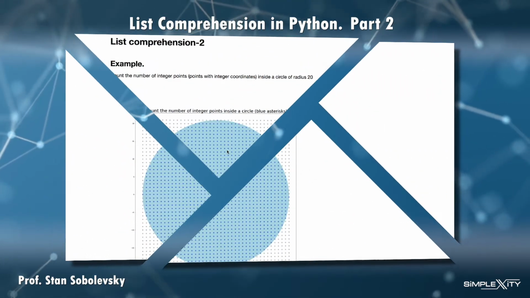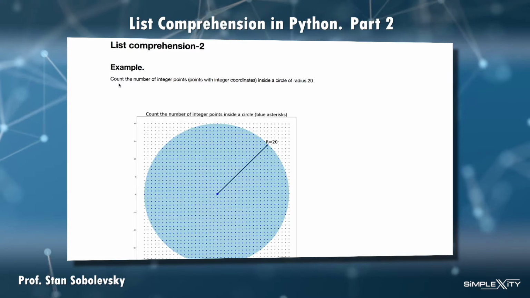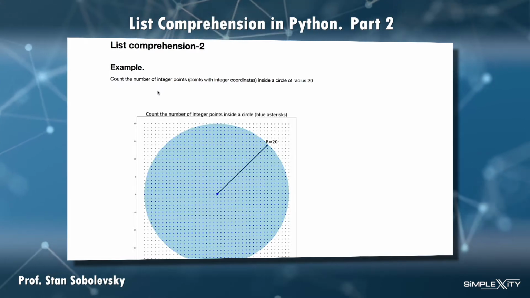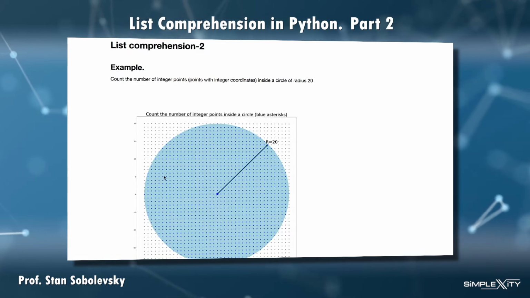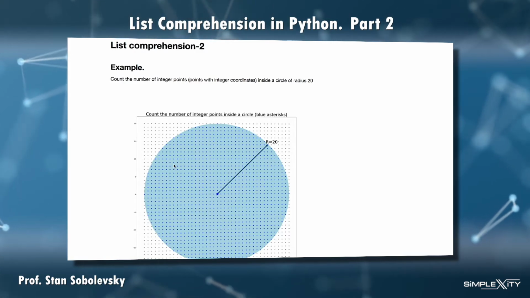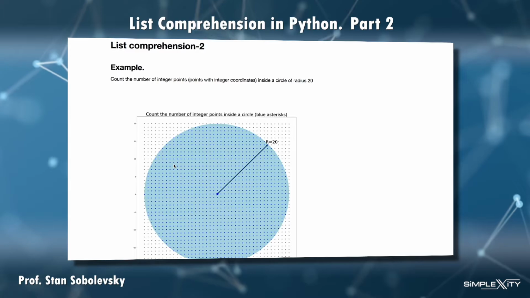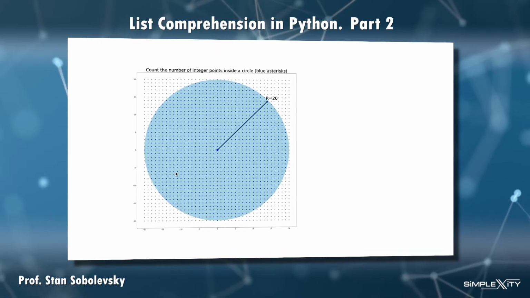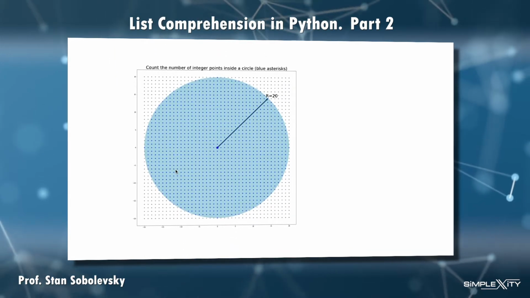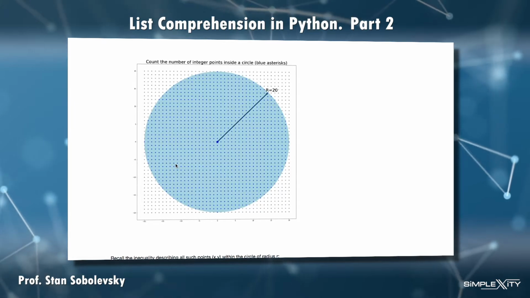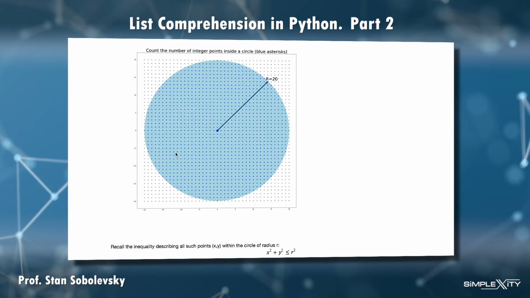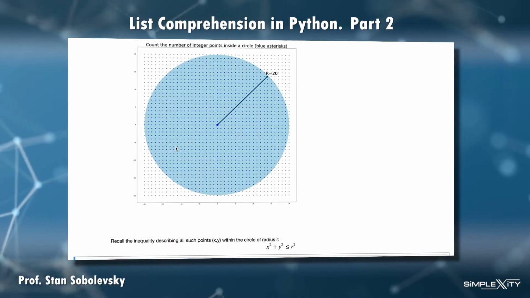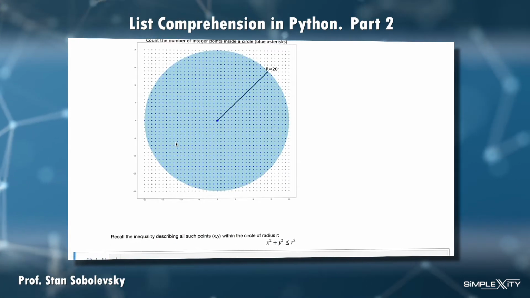So specifically, considering the following example, we want to count the number of integer points inside a circle of radius 20. And here's the visualization showing all those points in blue. In order to do so, we need to first recall the inequality describing all such points x, y within the circle of radius r: x squared plus y squared is smaller or equal to r squared. And now we can use it in order to find all such points.